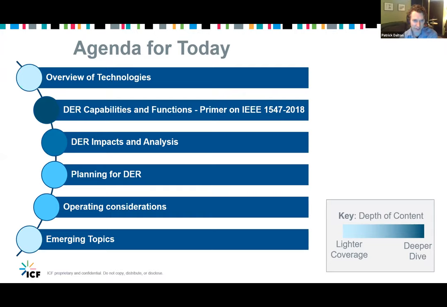In terms of an agenda, we're going to start with a brief overview of the technologies, just a slide on each of the basic technologies. I'd like to discuss how the different characteristics really drive different grid impacts and different capabilities. And then most of our time is going to be spent on the DER capabilities and functions that originate from the standard IEEE 1547 2018. And then we will talk some about DER impacts and analysis, and then just a brief amount of time if there is left after questions on planning for DER, operational considerations, and emerging topics.